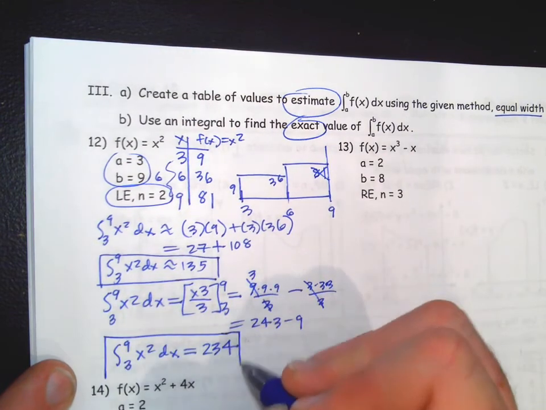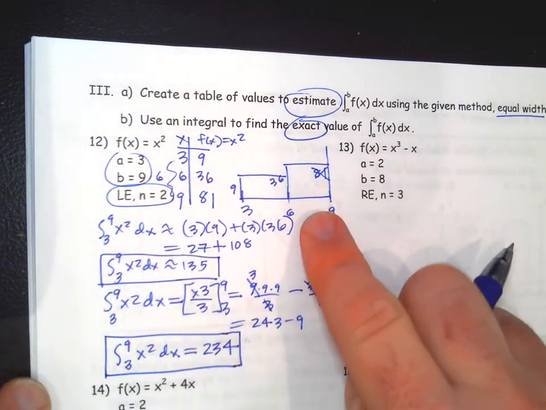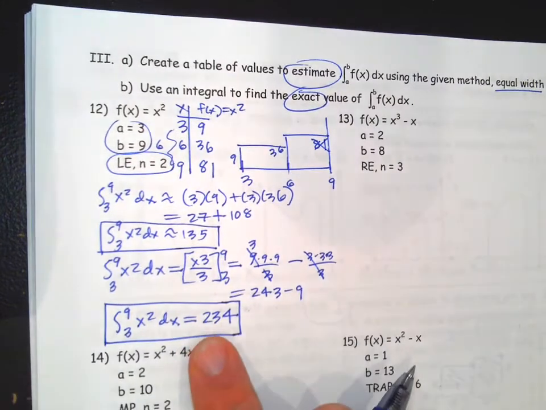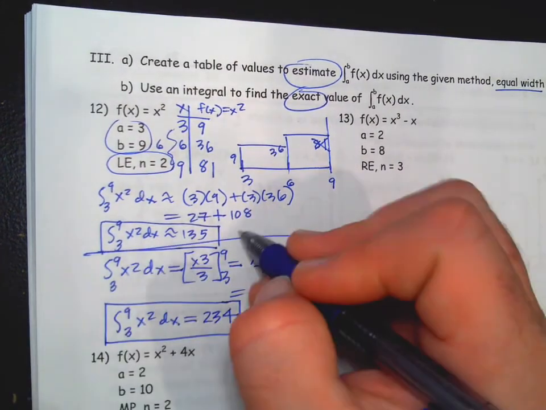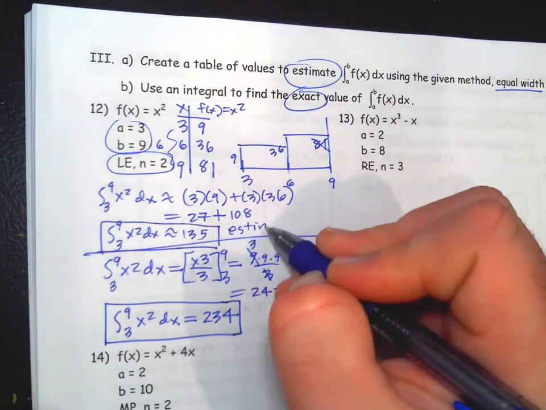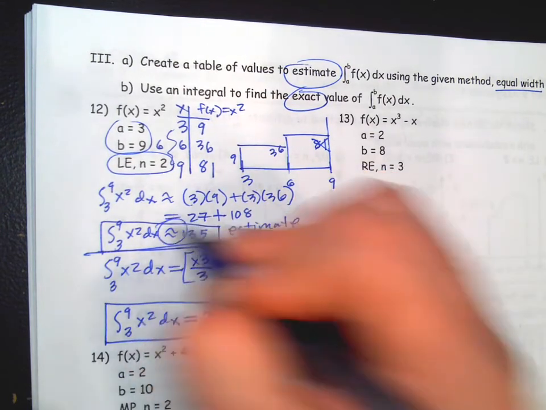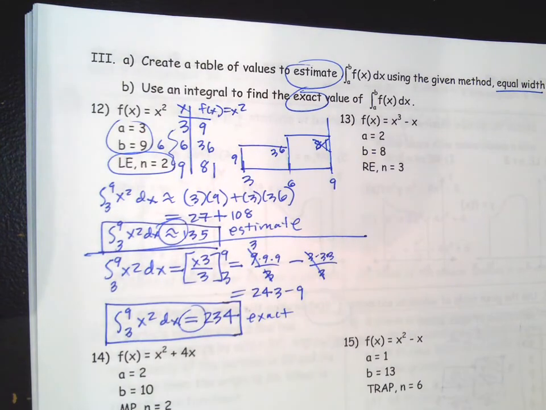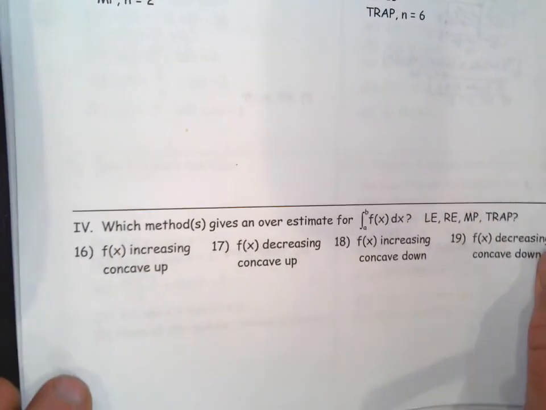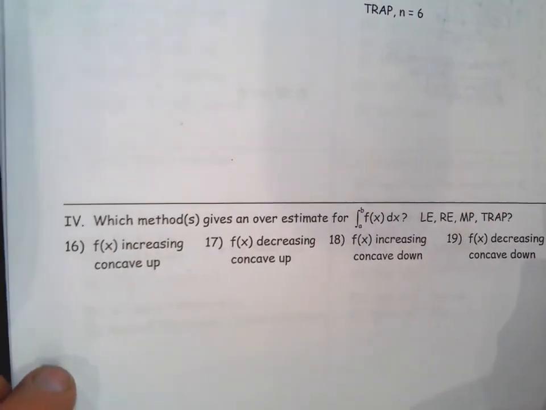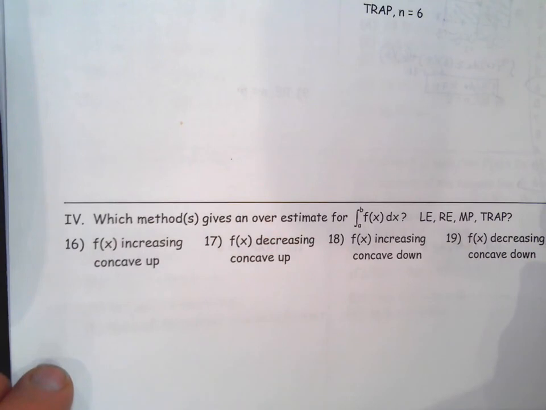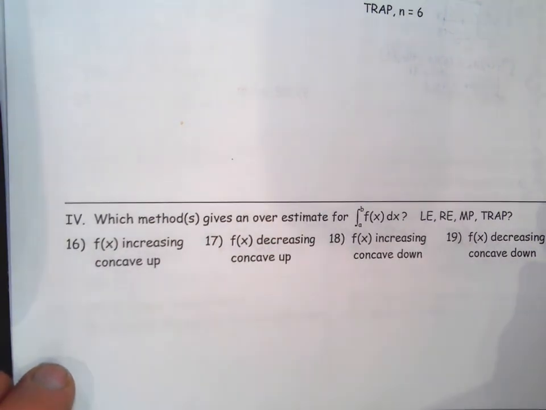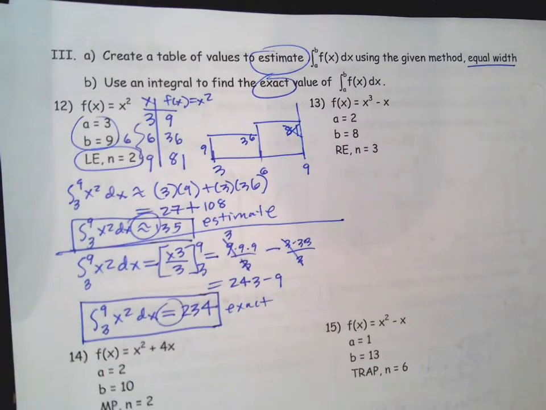That's the exact answer. So that's what you're doing on each of these. You're going to set up a table, do an estimate, and then you're going to actually find the exact. This is an estimate, and that's why I use this symbol. This is exact, and that's why I use this symbol. At the bottom, you're going to try and decide which ones are increasing, decreasing, or which ones are over or under estimates, and I would just draw little pictures to help with those. So, all right, go for it. Try the problems yourself.